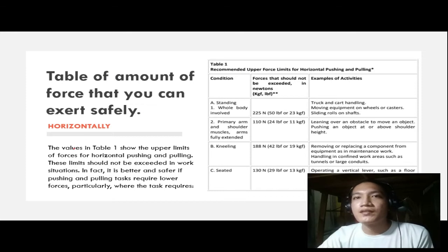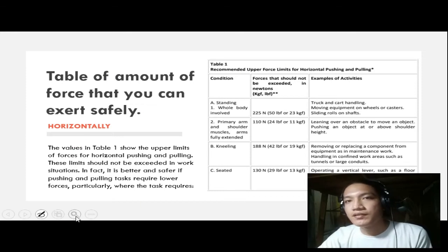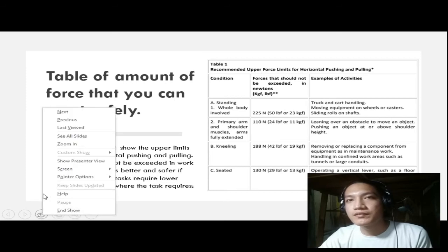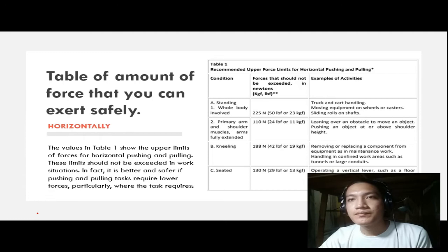So sunod naman, ito naman yung table of amount of force that you can exert safely. So the values in table 1 shows the upper limits of force for horizontal pushing and pulling. This limit should not be exceeded in work situations. In fact, it is better and safer if pushing and pulling tasks require lower forces, particularly where task is required.